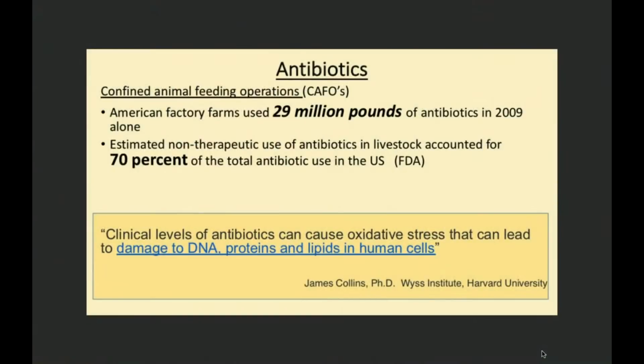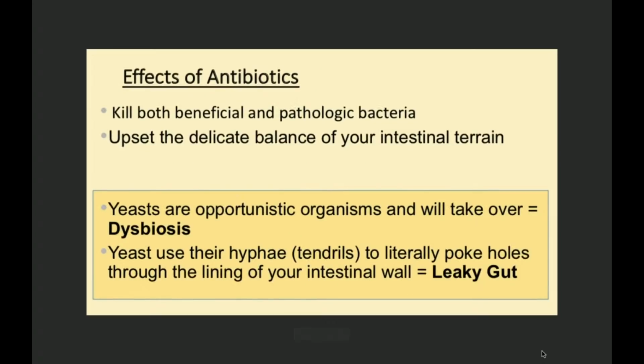Now, the clinical levels of antibiotics can cause oxidative stress, damage to DNA, protein, lipids. I mean, antibiotics, and this is where we see the leaky gut. The bacteria in there eat funguses, yeast, molds. They're fantastic. Anything that decreases them, it's a battle in there, always. That's why you always got to take healthy bacteria-containing foods. If you eliminate the bacteria, then the yeast and funguses grow. And funguses develop these tendrils that bore holes in the intestinal tract, creating a leaky gut.